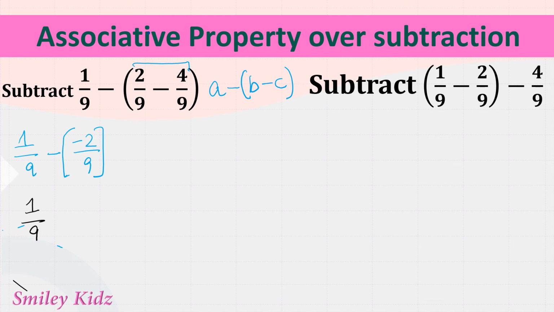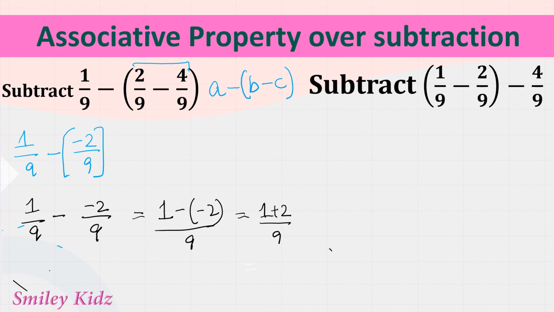1 by 9 minus (minus 2 by 9), which is equal to 1 minus of minus 2 by 9, which is equal to 1 plus 2 by 9. 1 plus 2 is 3, which is equal to 3 by 9. So we can further simplify this. 3 times 1, 3 times 3, which is equal to 1 by 3. Now what about this second part?